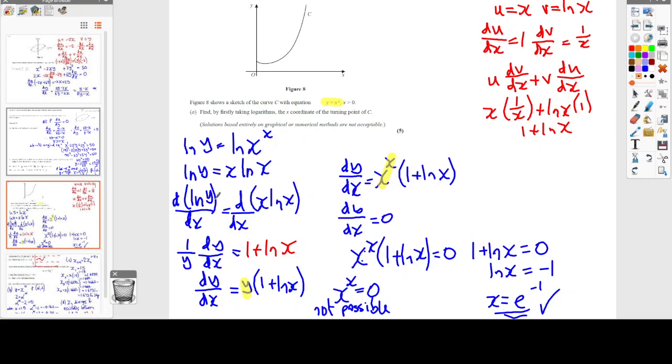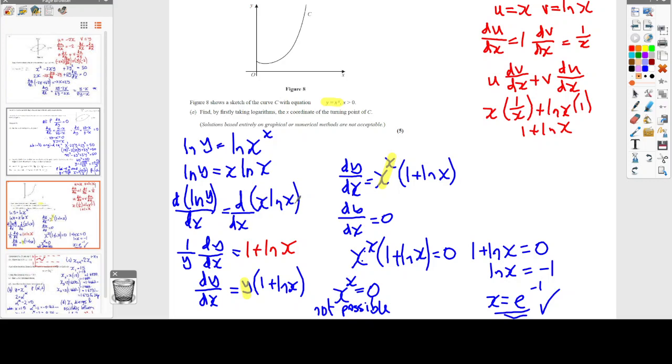Ln y, when we differentiate that, is going to be 1 over y dy dx, because it's got a y in it. Okay, so the differential of ln something is 1 over it. So that's 1 over the y. But because we're doing the y, that's 1 over y dy dx. So just be sure you're comfortable with the left-hand side.